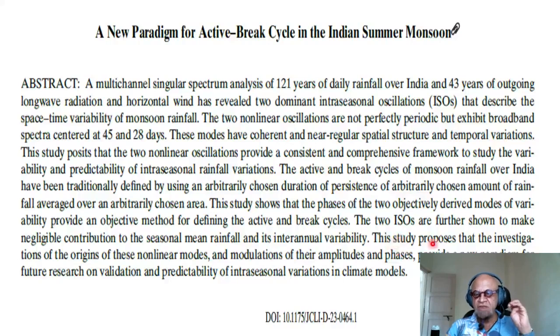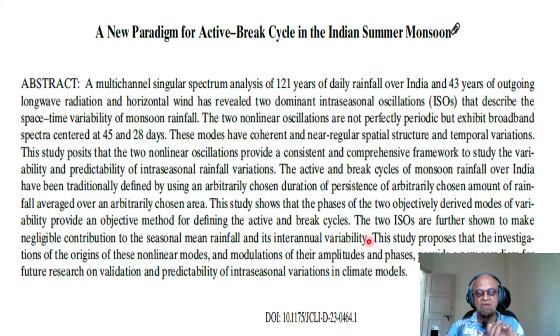The two ISOs are further shown to make negligible contribution to the seasonal mean rainfall and its intra-annual variability. Here also there are some issues. Other people like Goswami have argued that the intraseasonal oscillations, the spatial patterns, look like intra-annual variability, and thus seasonal totals are very closely related to the active break cycles, of course, but also intra-annual variability is very closely related to these.